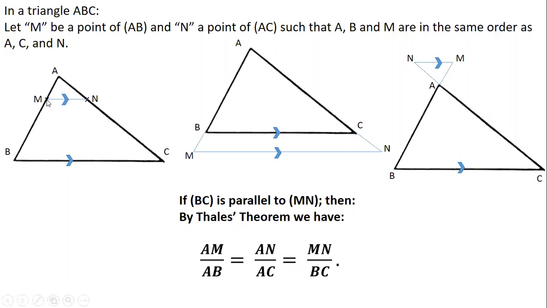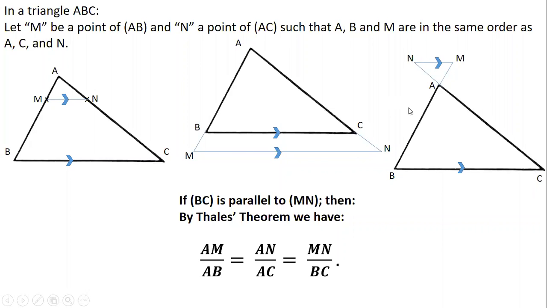We can also take the 2 points M and N in a different position. Please look at the second triangle. We have a triangle ABC. I have taken M between A and B or outside AB? Outside, yes, outside from downwards. And I have taken N outside AC also from downwards. So I can consider that A, B, M and A, C, N are taken in the same order, right?